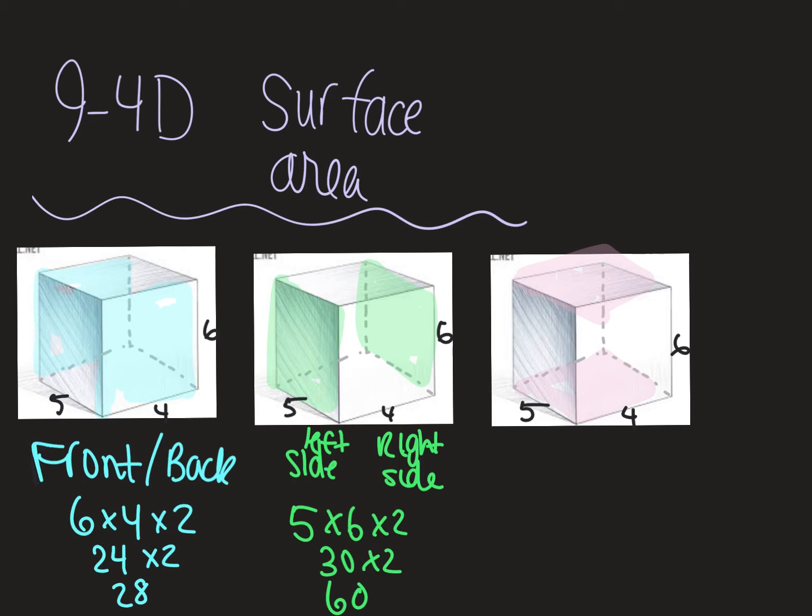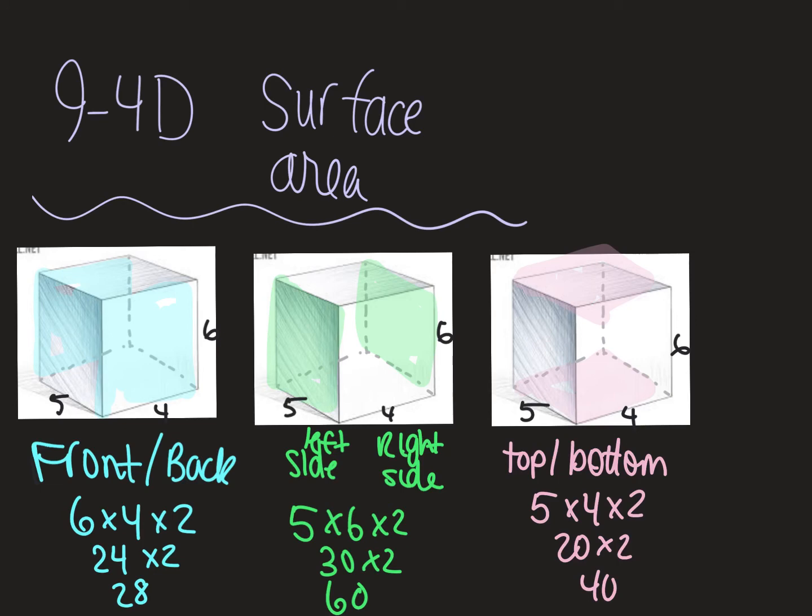All right, now I need top and bottom. Well, I'm not really touching any numbers, so let's go down here. If I trace the outline of the bottom, what two numbers am I using? 5 and 4. 5 times 4 is 20. 2 20s make 40. Now I can add up all of these to get my final total surface area.